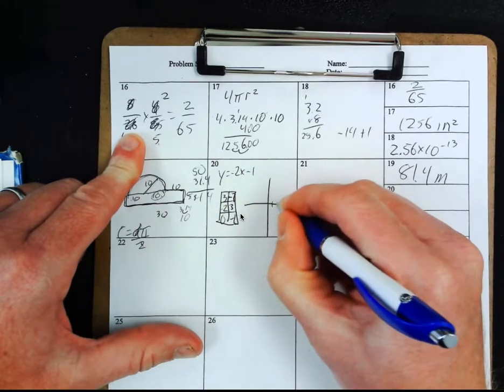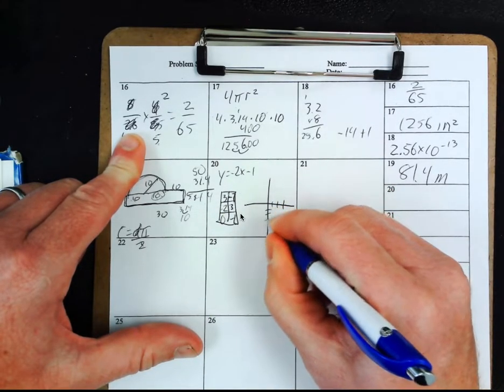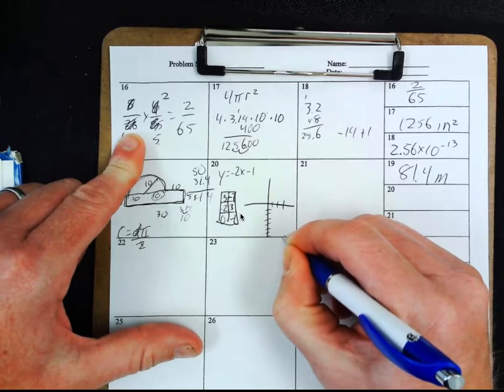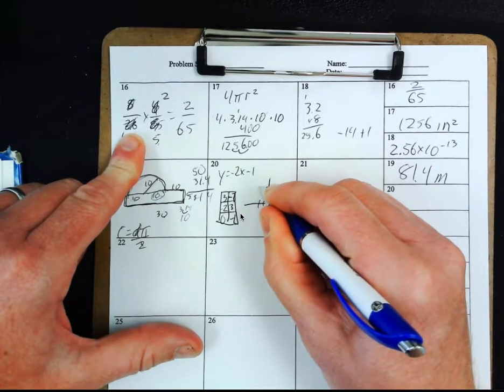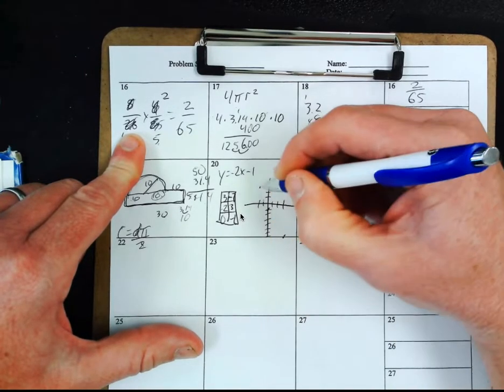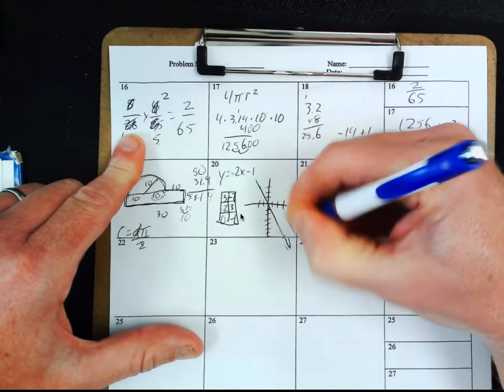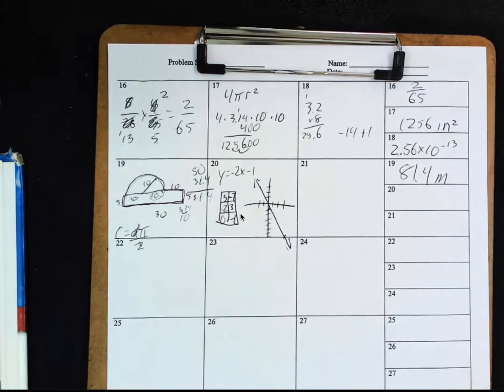I have 1, 2, 3, and down 1, 2, 3, 4, 5, 6, 7, 3, negative 7. I have negative 2 and up 3, and I have 1 and negative 1. And those 3 dots form a straight line.